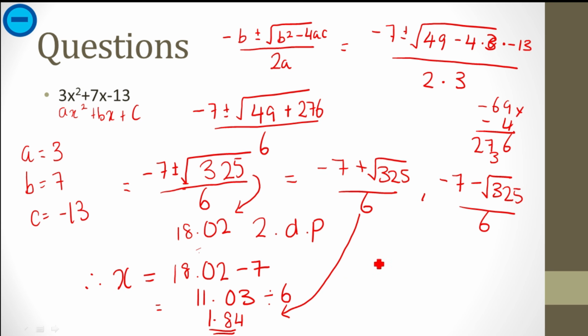Now for the next one, we want to do -7 minus the square root of 325. So we know what the square root of 325 is, 18.02. So if we do -7 minus 18.02, x will equal, let's put this in the calculator, -7 minus 18.02 equals -25.02. Those are your 2 answers for this question.